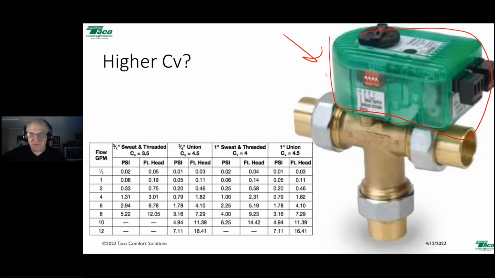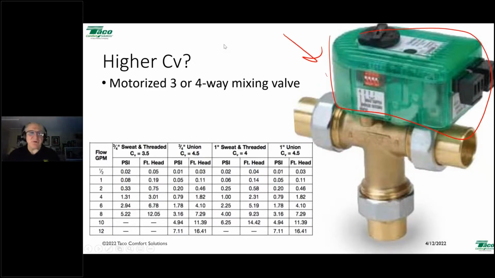You have an outdoor sensor for this thing, and it will change the water temperature based on how cold it is outside. So you get a twofer here. You get a higher CV rating as well as outdoor reset. It's kind of a nice solution. So again, it's a motorized 3 or a 4-way. We're going to look at the 3 ways here, and you see the different CVs for the different models.